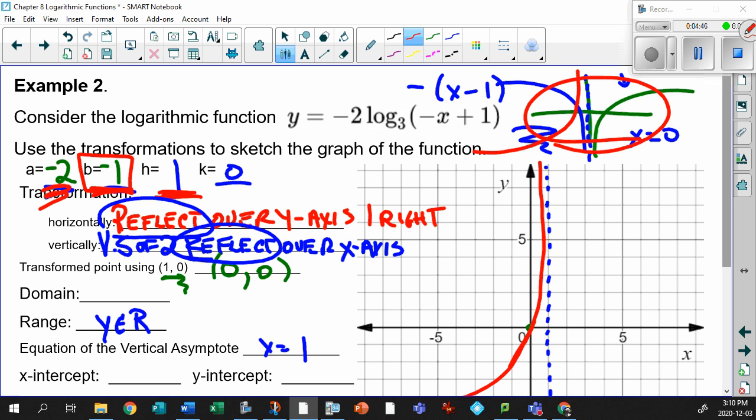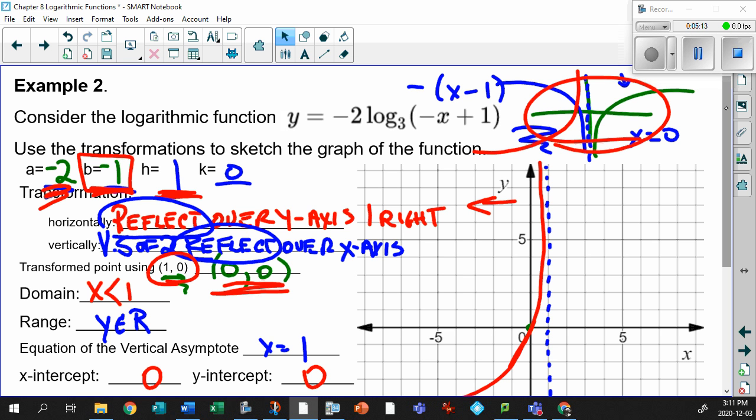Okay, so think about your domain now. Because you reflected it, your domain is actually on this side of the asymptote now. So you have to go, okay, the asymptote is 1, but now you got to go less than 1. Our x-intercept and y-intercept, you determined it just by transforming the point. The x-intercept is 0. The y-intercept is 0. No major math happening here. You don't have to do anything. What a cool question. If you know what you're talking about, these transformations actually become pretty easy.